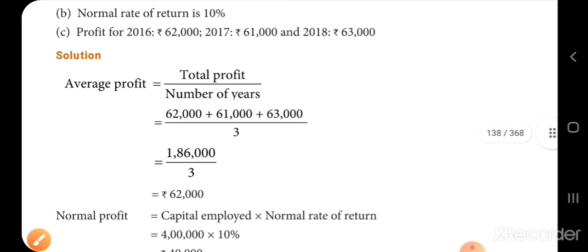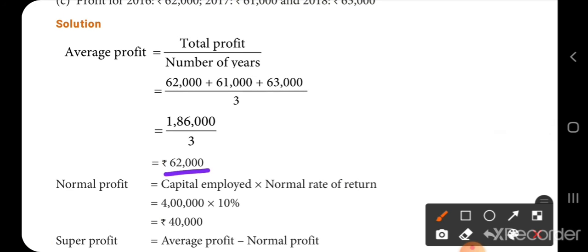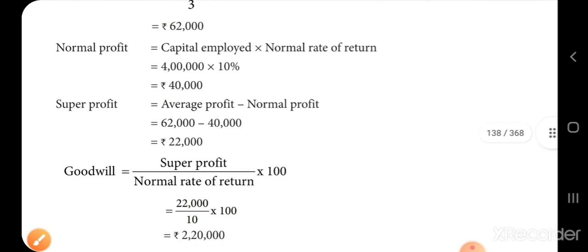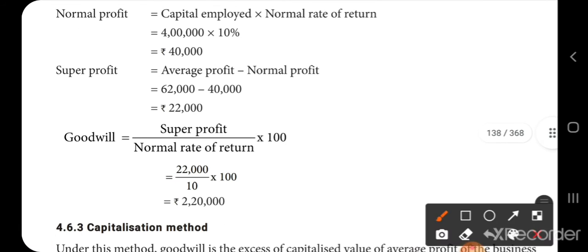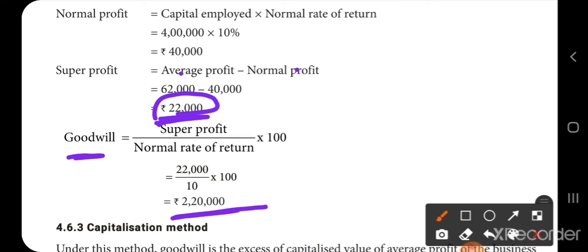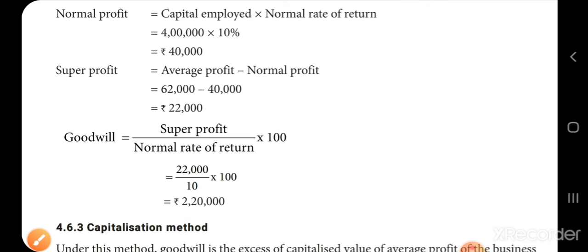Now see here. First they are finding out the average profit. You get 62,000. Then normal profit you get 40,000. Then super profit is average profit minus normal profit, you get 22,000. Now goodwill is equal to this 22,000 divided by normal rate 10 into 100. You get 2,20,000 as the value of goodwill.